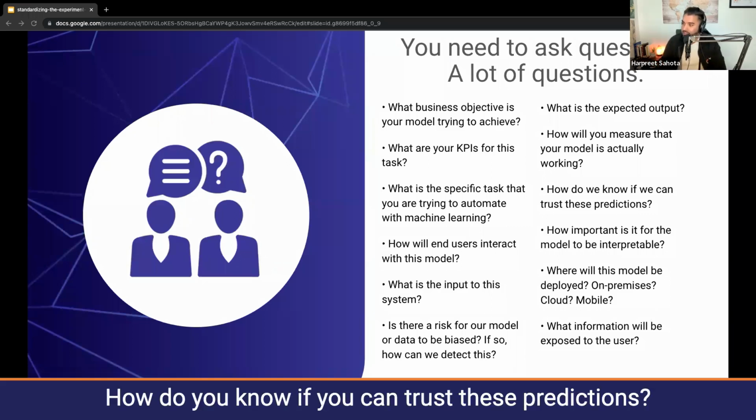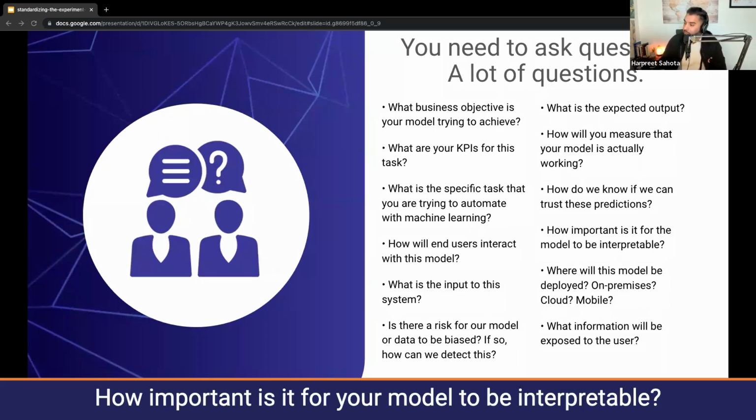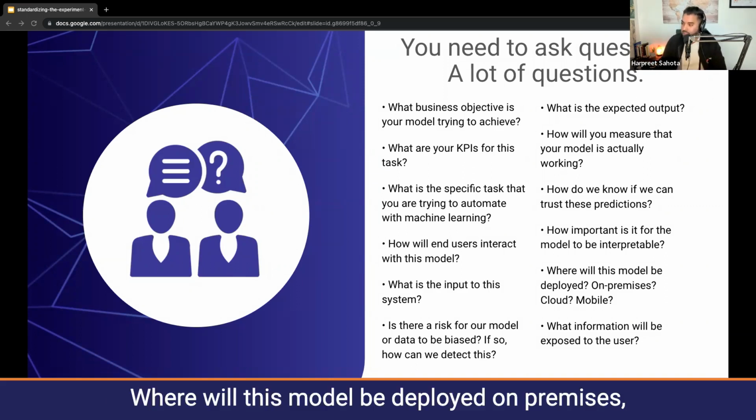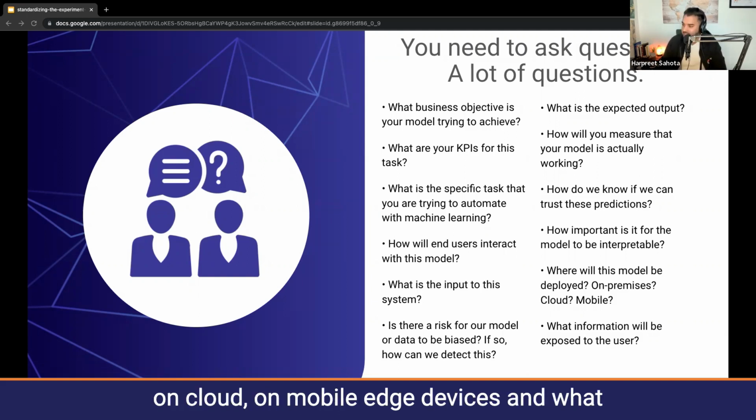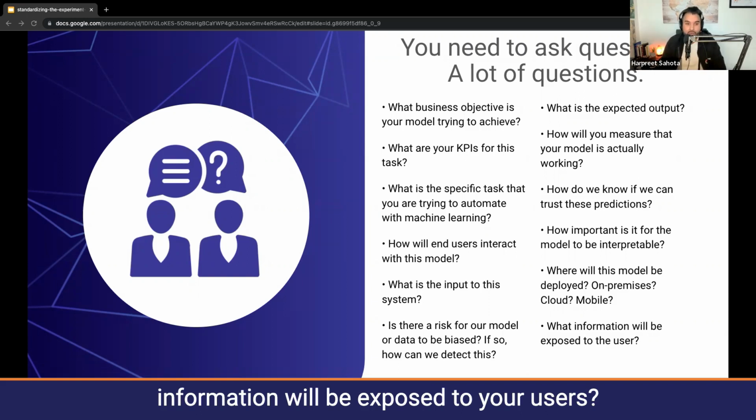How do you know if you can trust these predictions? How important is it for your model to be interpretable? Where will this model be deployed? On premises, on cloud, on mobile edge devices? And what information will be exposed to your users?